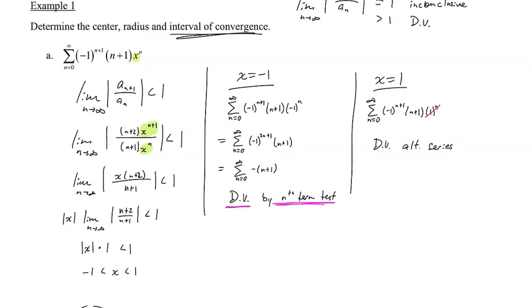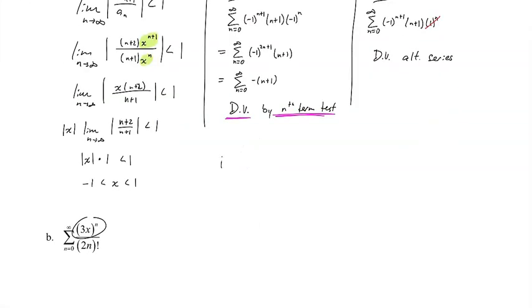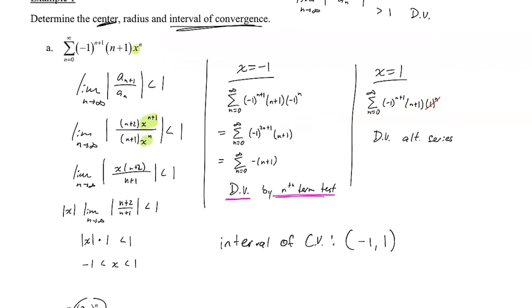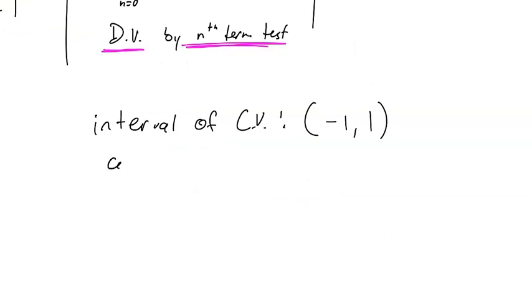All right, so what that means is since both endpoints are divergent, my interval of convergence is -1 to 1, exclusive. So now let's talk about my center. The center is just the center number of those. So the center between -1 and 1 is 0. Look at that. The radius is just how far I go out from the center in either direction. So the radius is 1.